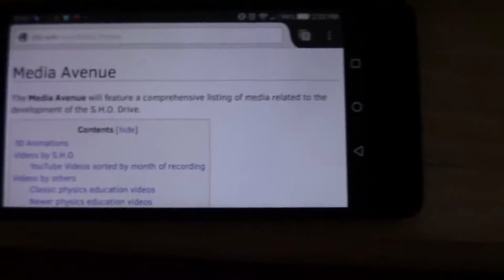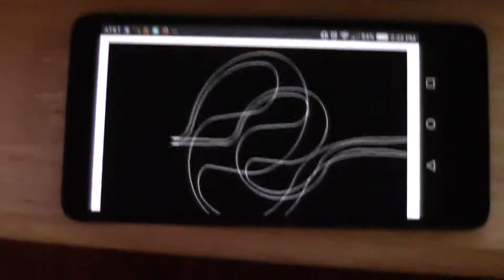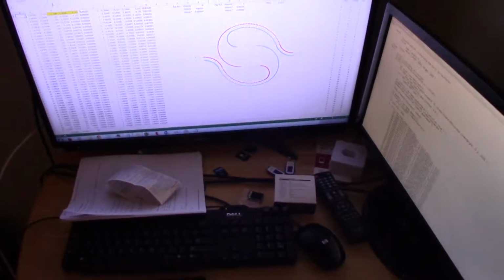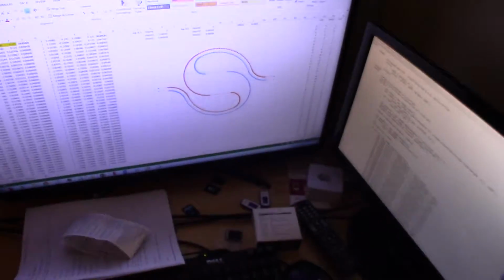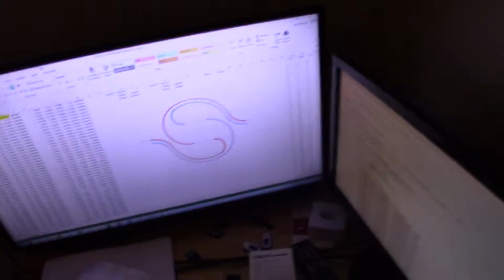Okay, so, switch hands. So this is the cell phone here. I've got the Media Avenue showing on here. And I've spent some time working with 3D animations to help depict the show drive. Now, the reason why I'm going to be using 3D animations, it's not so I can Photoshop the show drive working. It's because when the show drive works, I need to be able to clearly convey the reason why it works and where the energy comes from.